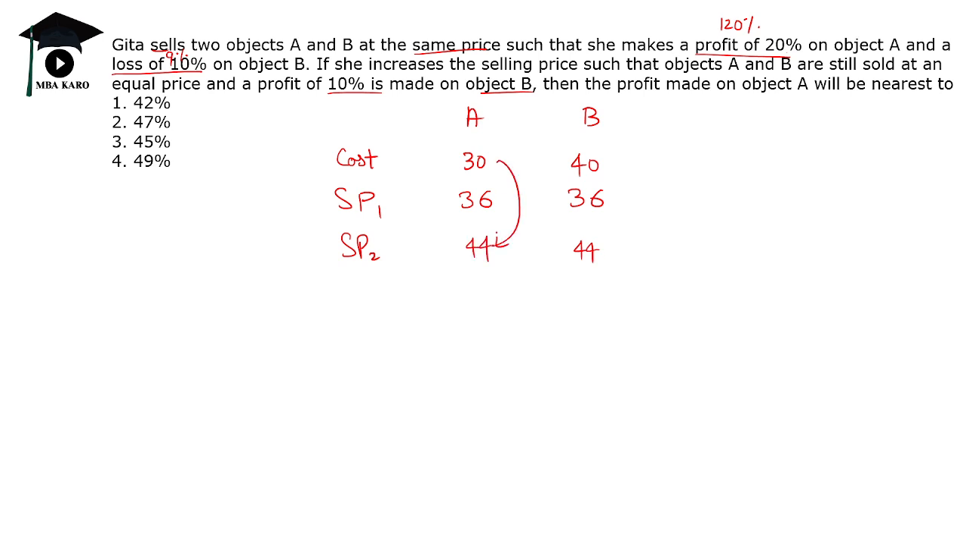Okay, so the profit is basically 14 rupees out of 30 and into 100. So 140 by 3, which is 46.67%, or rounding off to 47%. So an easy question on profit loss.